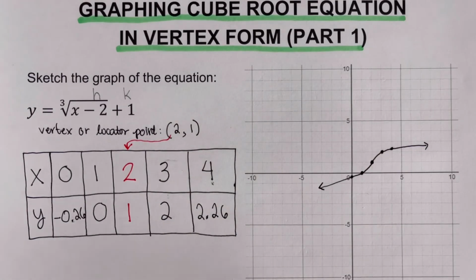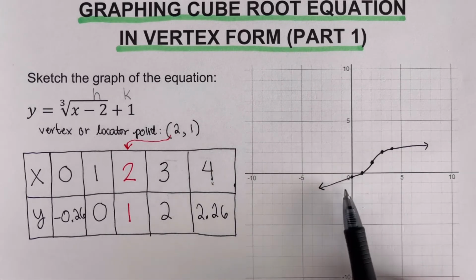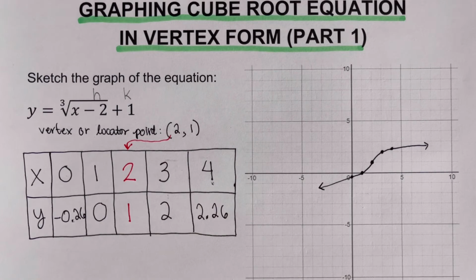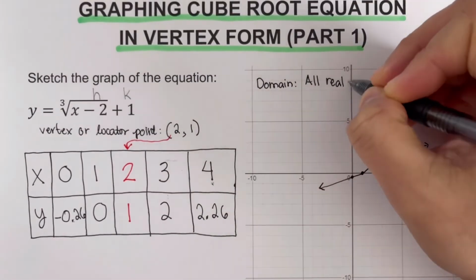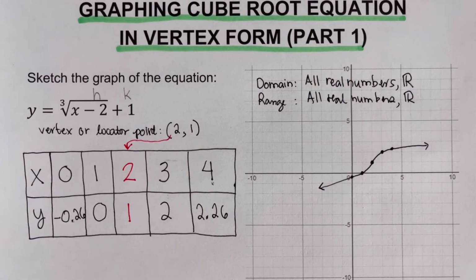Okay, if you notice, the graph infinitely goes towards the right and infinitely goes towards the left. This tells us that our domain would be all real numbers. At the same time, this is going up infinitely and this is going down infinitely, so that means our range would also be all real numbers. So I'm going to go ahead and write that up here. Okay, now let's move on to the next example.